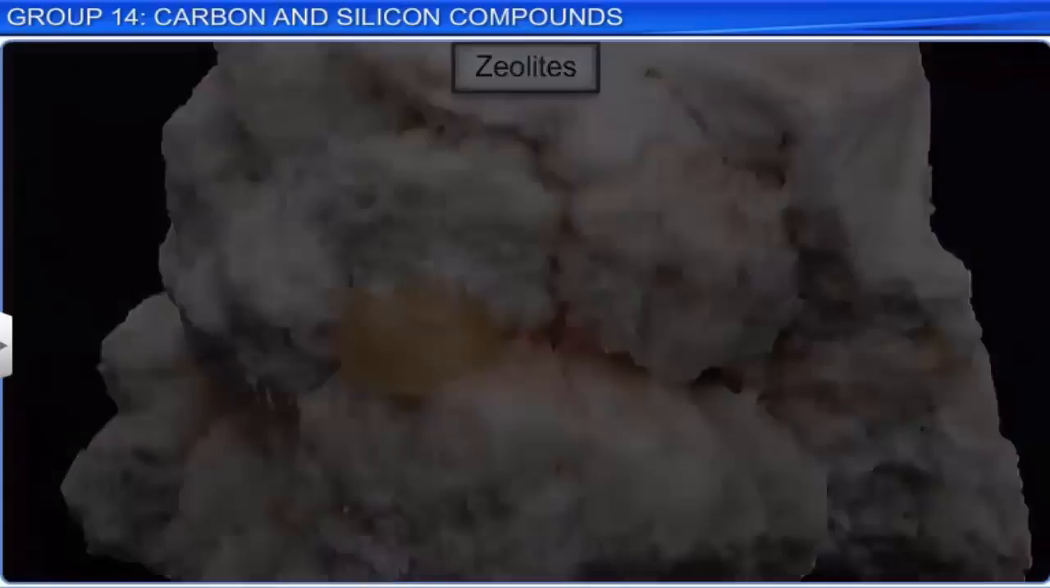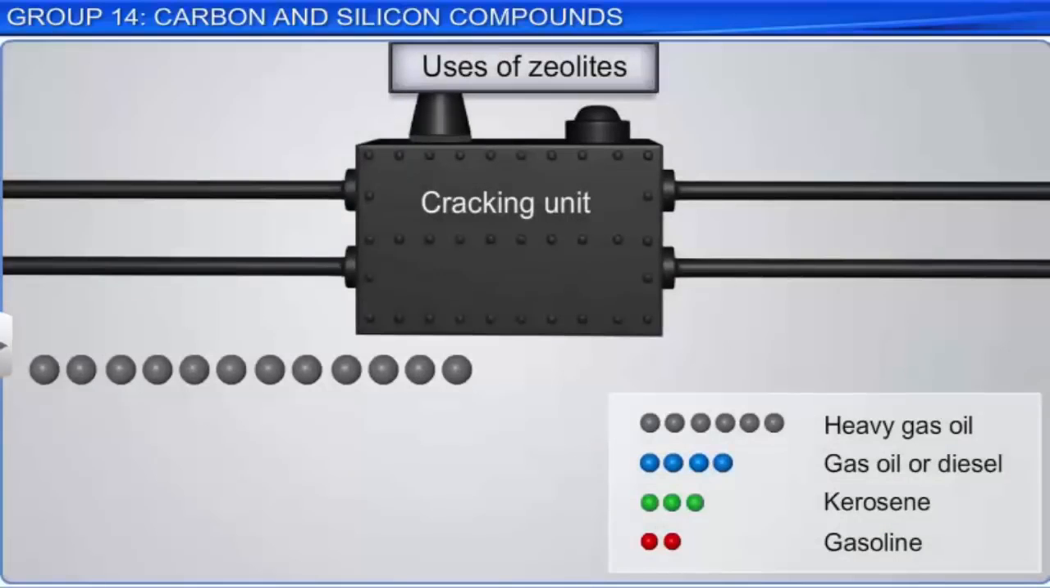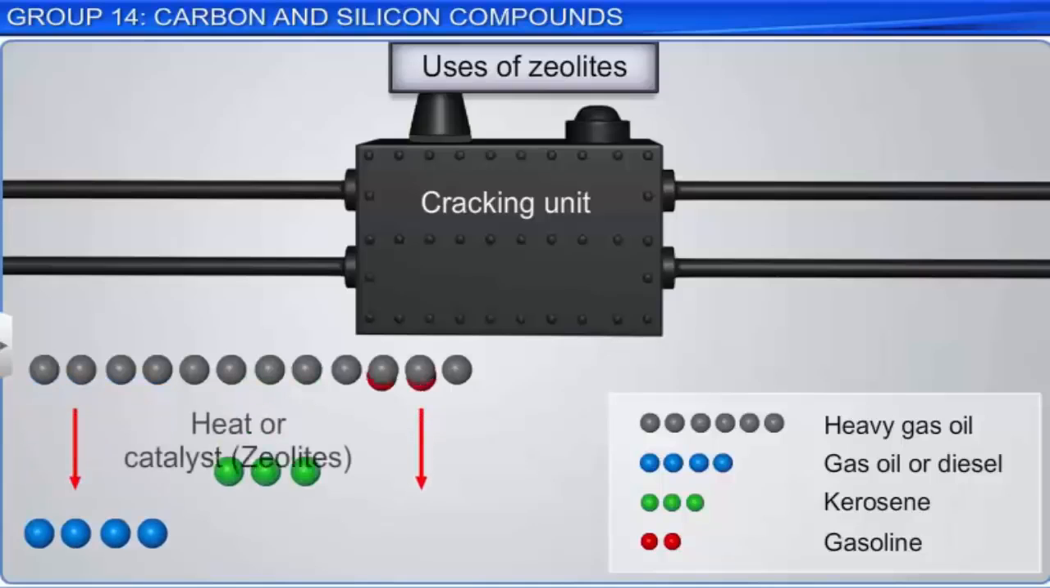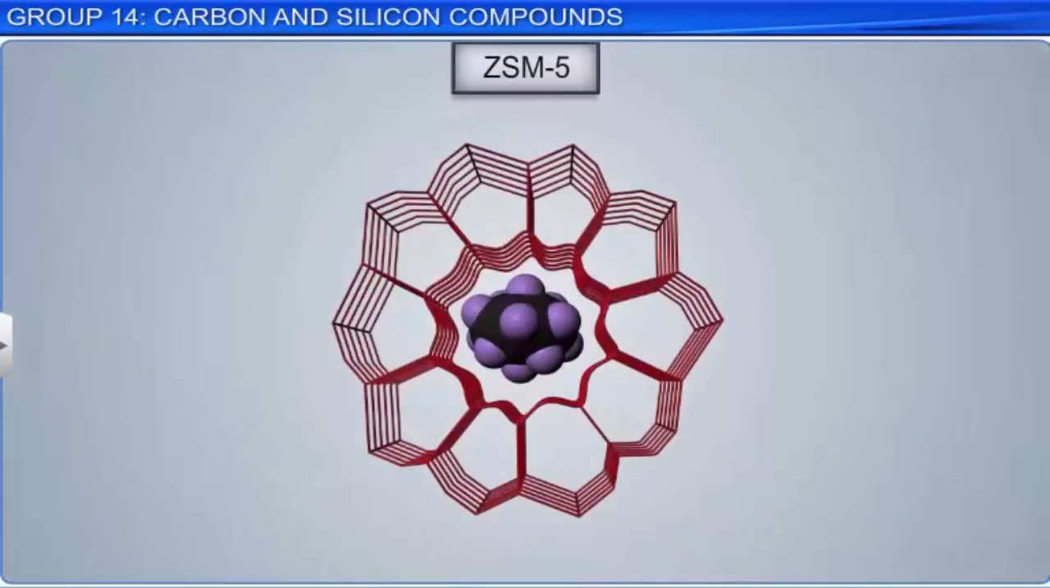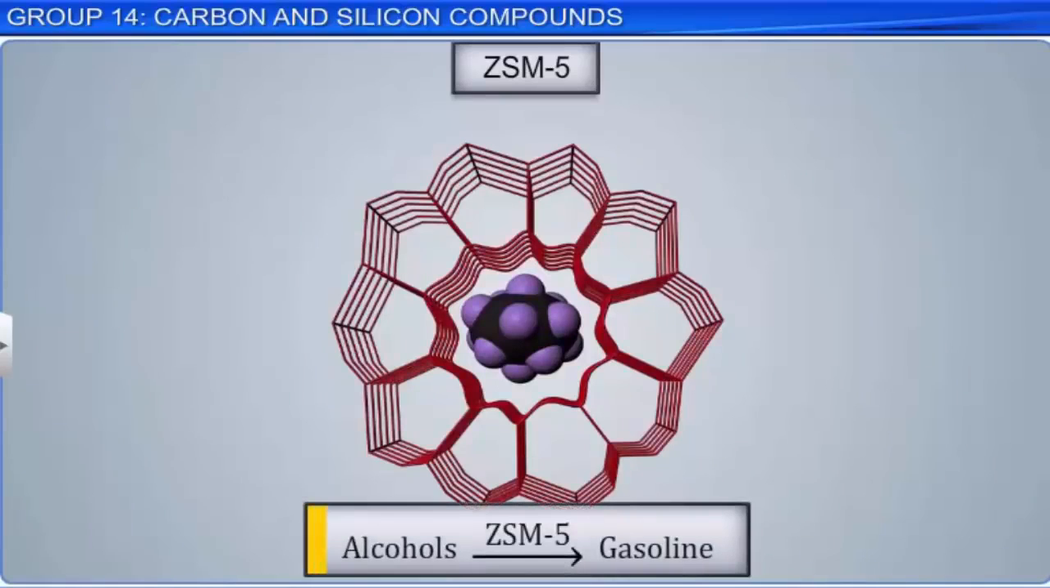Zeolites have a variety of uses. They are used as catalysts in the petrochemical industry, for example, in the cracking of hydrocarbons. They are also used in isomerization reactions. For example, ZSM5, shown here, is used to convert alcohols directly into gasoline.